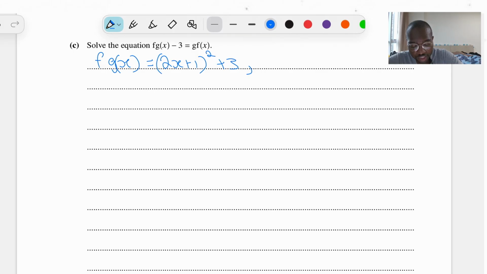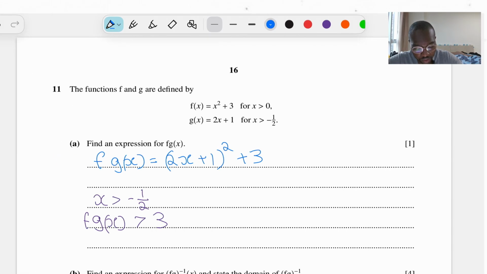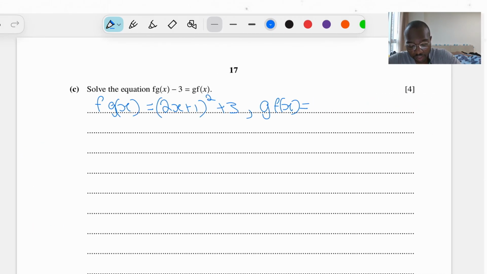But we need to look at what gf(x) is. So what would gf(x) be? Well, if we look back, we're just doing it the opposite way, okay? We're just putting all of the f(x) into the x of g(x). So that would be 2(x squared plus 3) plus 1.